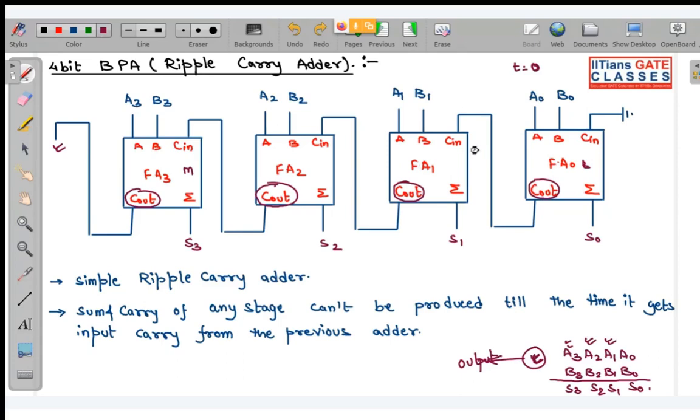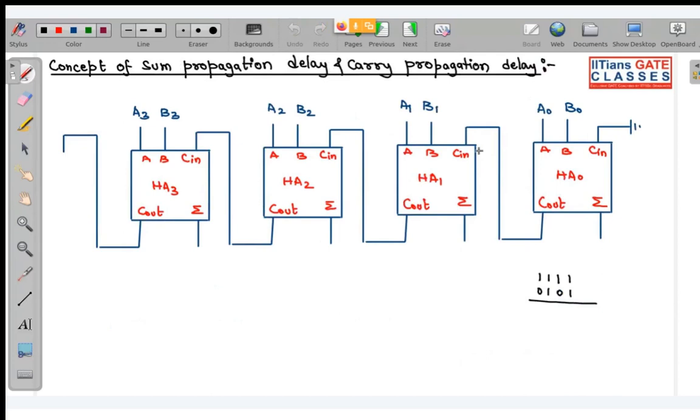Okay, so now we have a very good concept of sum propagation delay and carry propagation delay. And then we have a concept of worst case delay. So first, let me tell you what is worst case delay.